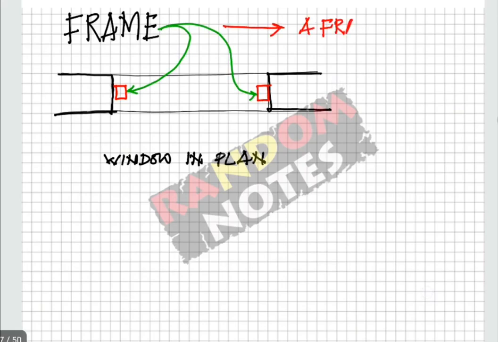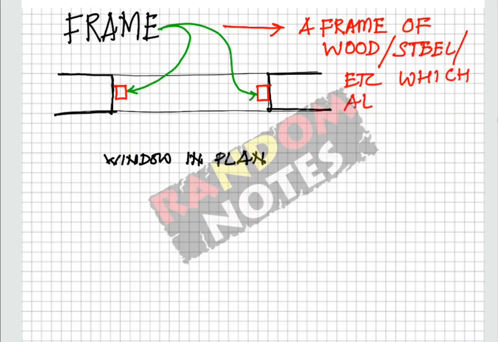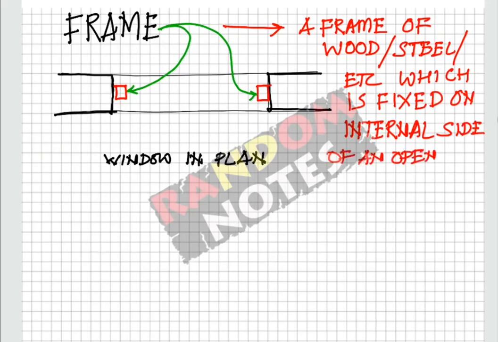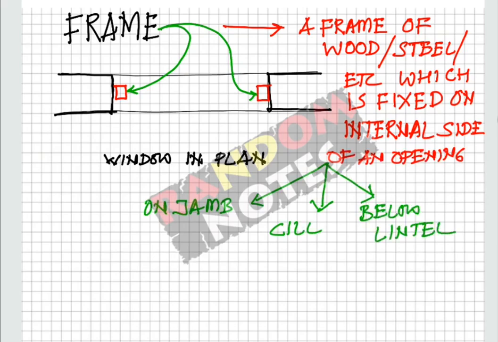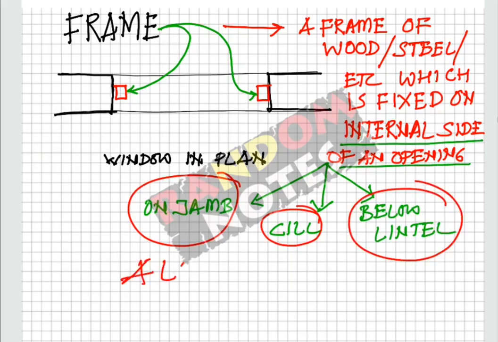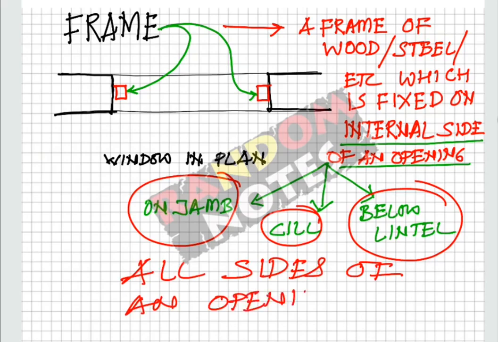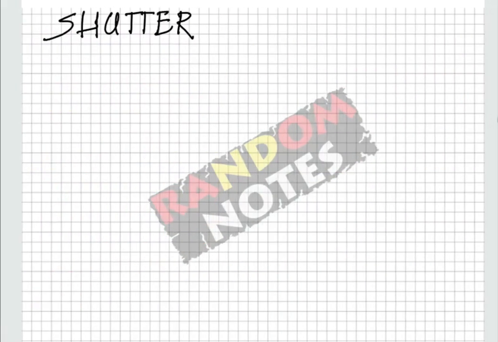The frame is the framework of wood, steel, or aluminum, which is fixed to the inner surface of the opening. That is, the jambs, the sill, and below the lintel. The shutter operates within this frame since it is difficult to fix the operative mechanism straight to the structural surfaces and seal the opening completely.